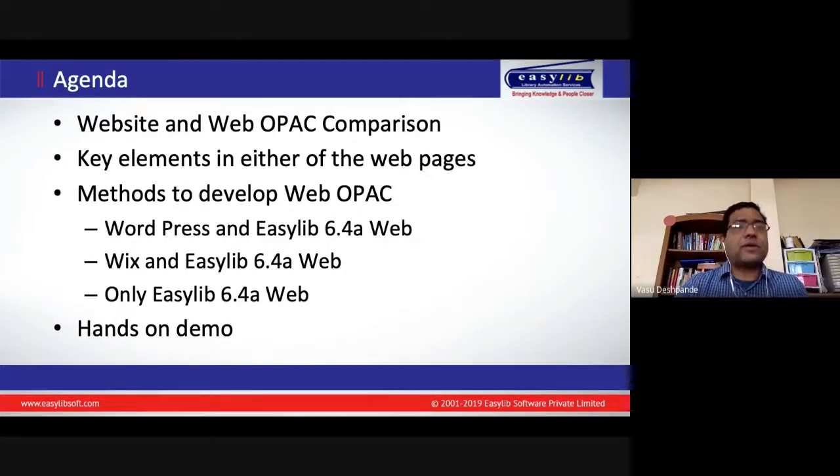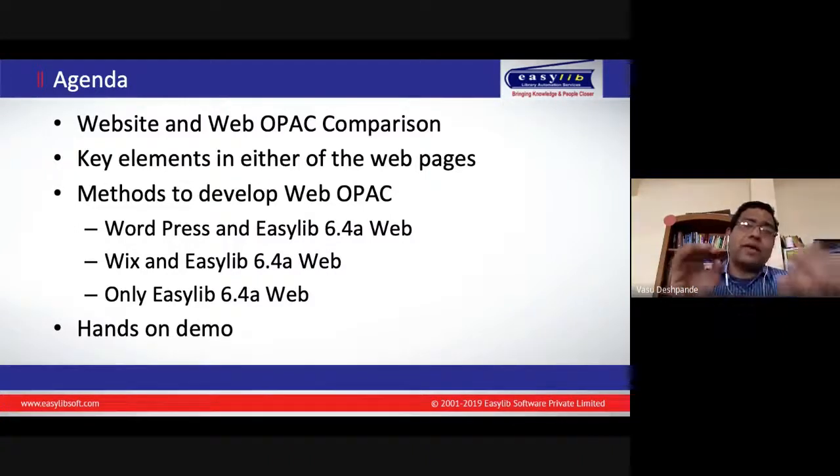The first point we are going to cover is the difference between website and web OPAC. The web OPAC has traditionally been used as an online public access catalog. If you happen to use Easylib 4.4, we had a desktop OPAC there, and with EPAC we had the web OPAC as well. You keep one or two machines at the entrance of the library. Students will come and log in and check what books are available, whether the book is available or not. They can reserve the book and perform some self-help features on the desktop. So that was a desktop.